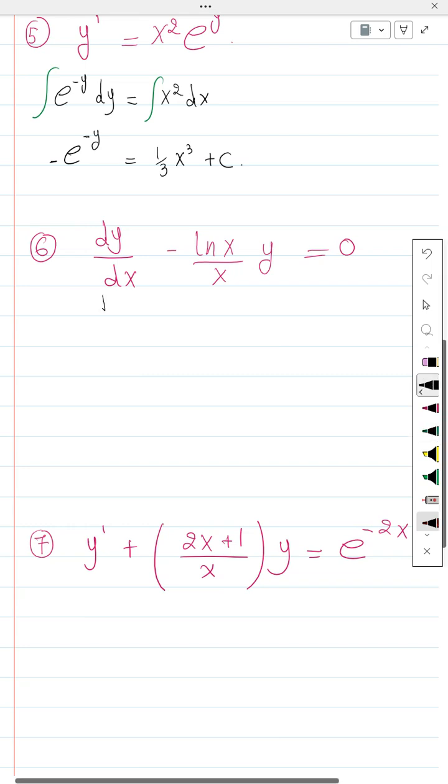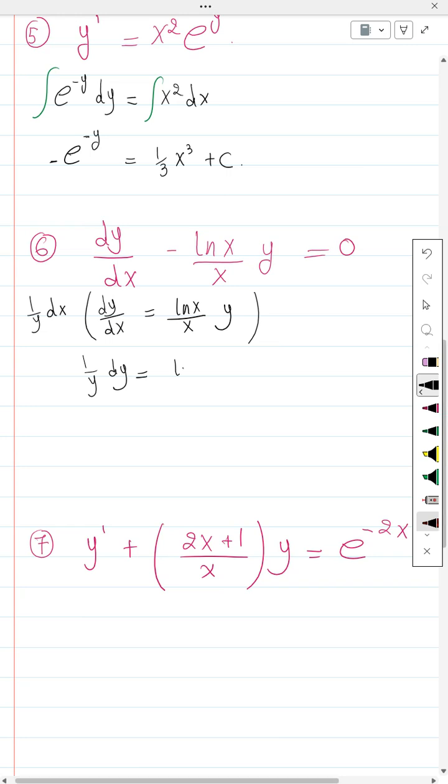We're going to get dy over dx equal to ln x over x times y. By dividing the equation by y and multiplying by dx, we're going to obtain 1 over y dy equal to ln x over x dx. So it is a separable differential equation.